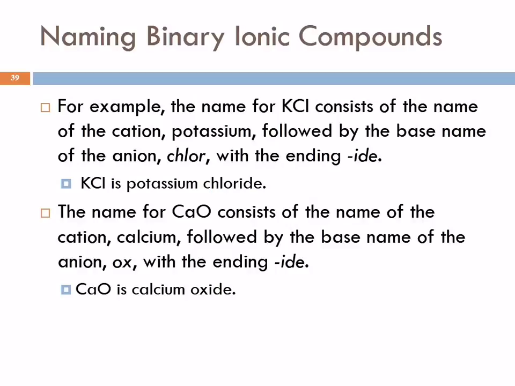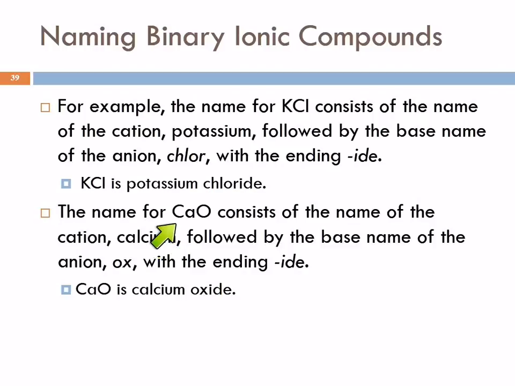So KCl. To name this, we identify what the cation is. It's potassium. We look at it on the periodic table. We see that it's in group 1A. Doesn't need a Roman numeral, and so the name of the K+ is just potassium. Cl is chlorine. This is a monatomic ion. We just change the ending of chlorine's name to "ide," and this is potassium chloride.